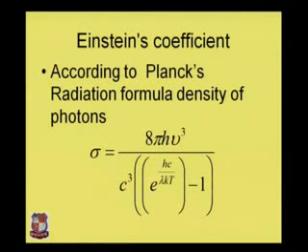According to the Planck radiation formula, the density of the photon is given by rho equal to 8 pi h nu cube by c cube into 1 over e raised to h nu by kT minus 1. So these two are the equations for the density of the photons: one derived by Einstein on the basis of the theory of absorption, stimulated emission and spontaneous emission, and the other from Planck's radiation formula. Both formulas are for the density of the photons only.